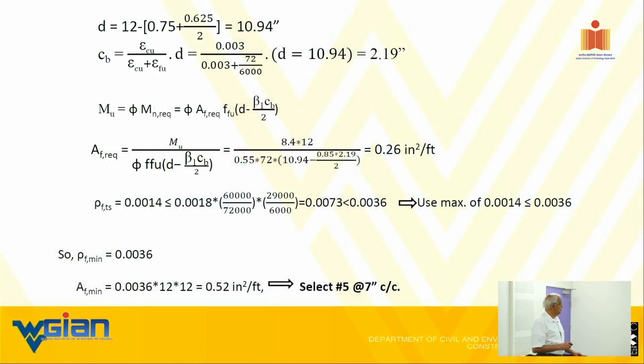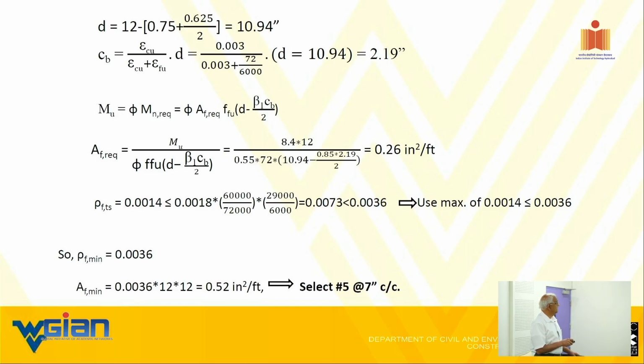Okay. Again, we checked for rho F min. It is very, very important all the time. This is the rho F, A sub F over B D. There is a limit. This has to be bounded between 0.0014 and 0.0036. There are reasons for that. That's a code requirement, not mine. And you can see.